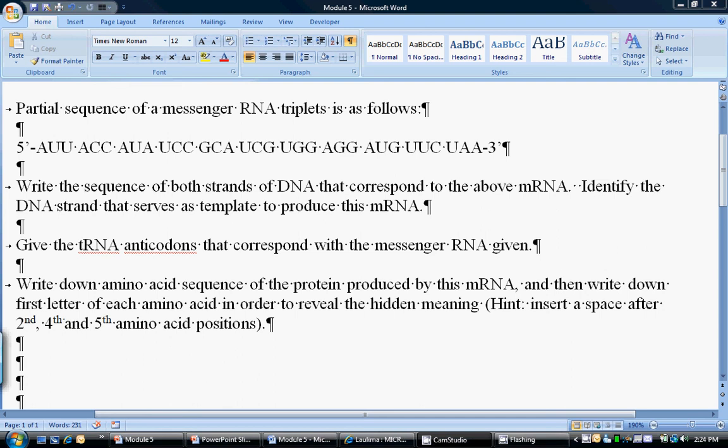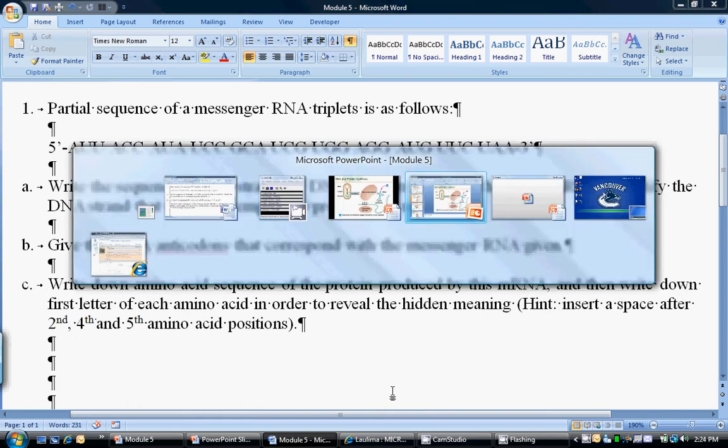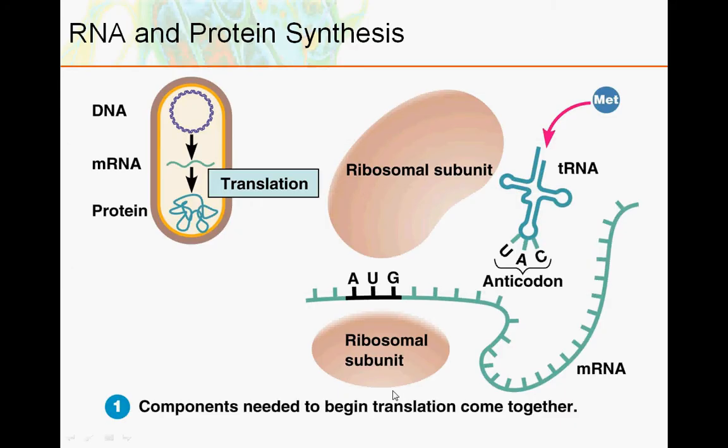Okay, so let's talk about part 1b. Give the tRNA codons that correspond with messenger RNA given. So to understand that, let's go and take a look at translation. It's this one. Yeah, all right. So here we got translation.